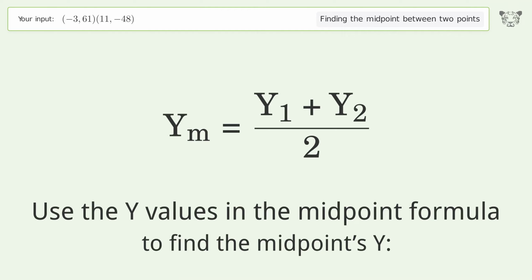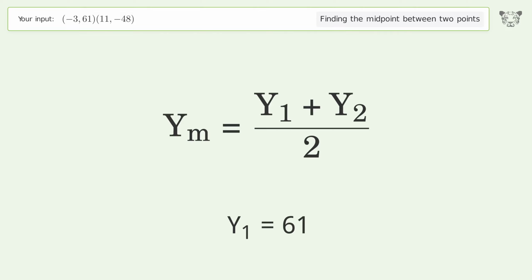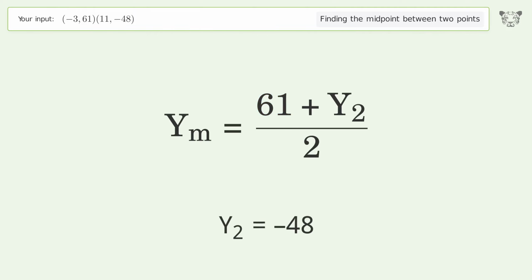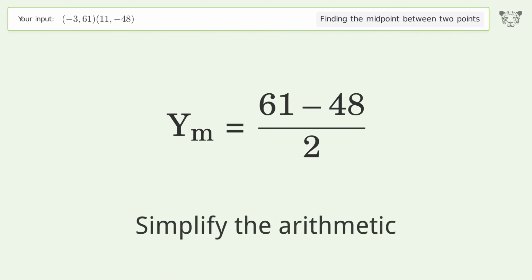Use the y values in the midpoint formula to find the midpoint's y. y1 equals 61. y2 equals -48. Simplify the arithmetic.